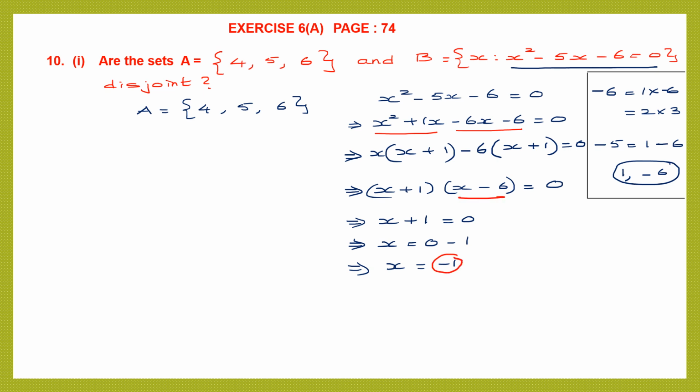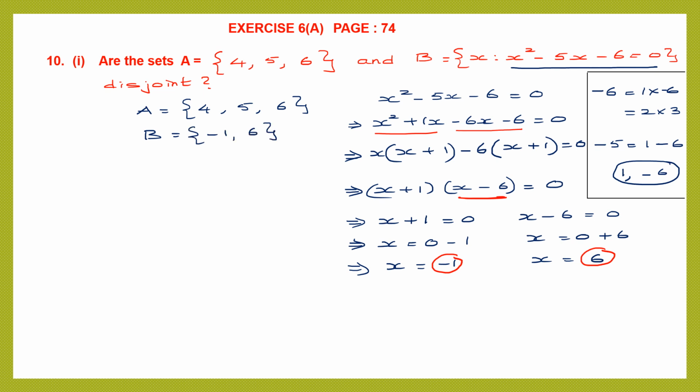Now let me take the next part here, that is x minus 6 is equal to 0. That means x is equal to 0 plus 6. That means x is equal to 6. So here I have my element. I have found the value of x, x is minus 1 and x is 6 also. So these two are the elements of set B. So let's write it down here. Set B is equal to minus 1 and 6.